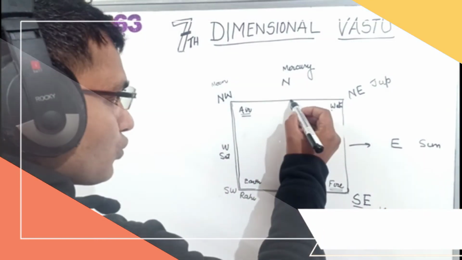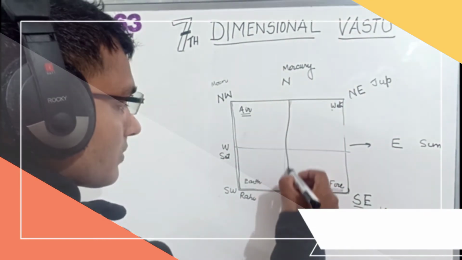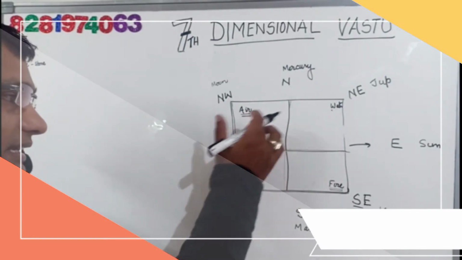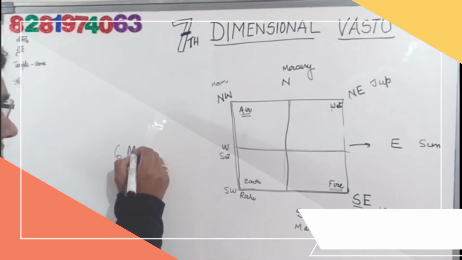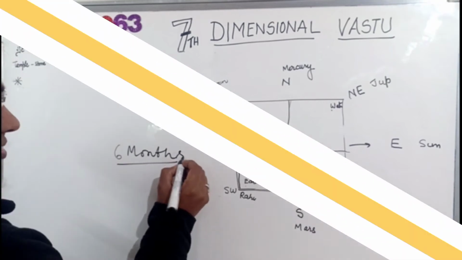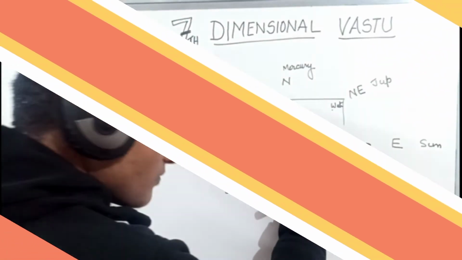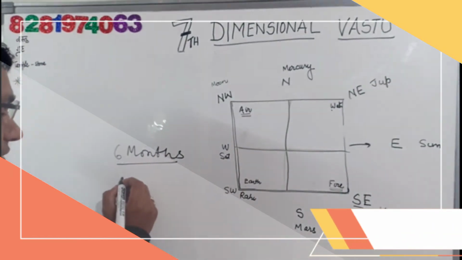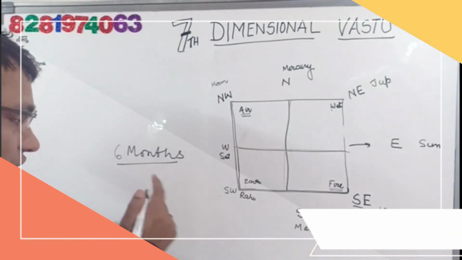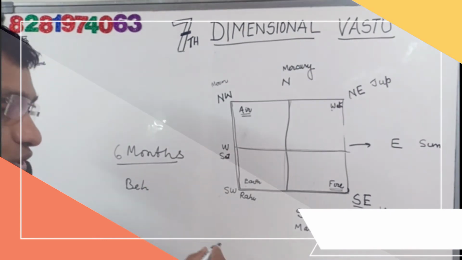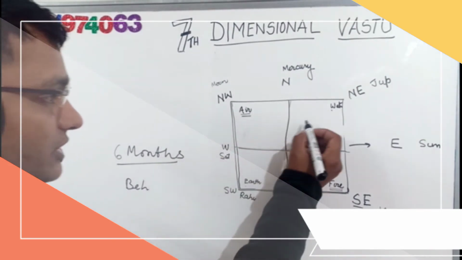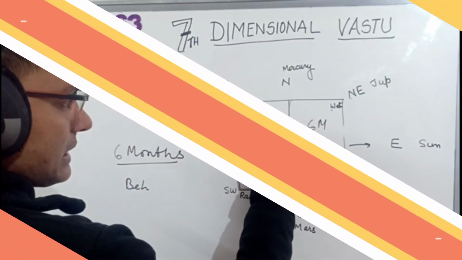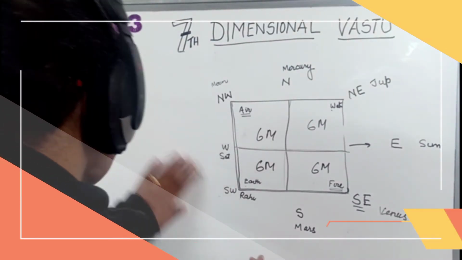If you take it very practically, there are four rooms in a house. Start living in this room for 6 months, and you will find there is a change in your behavior, change in your thought process, change in your health. Six months here, 6 months here, 6 months here. What will you observe?